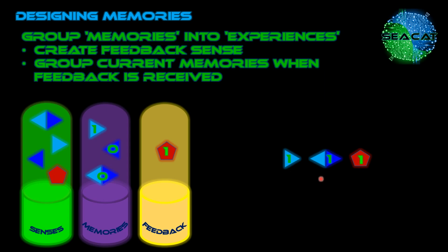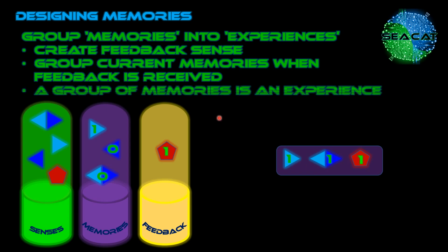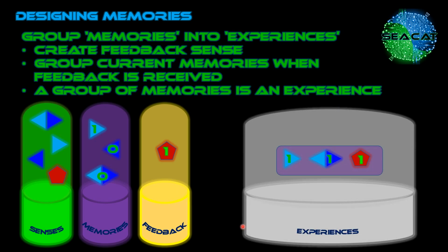But then once we receive our feedback sense, we go, right, okay, this is either good or bad. Let's assume that 1 is good. It doesn't matter though for the context of this. So once it receives this, it will say, right, everything I've got in my memory, we're going to group it. And that is going to be an experience. And we will store these in another collection called experiences. So over time, these will build up and we'll be able to see, right, okay, when this happened, it was good. Maybe when this happened, it was bad.